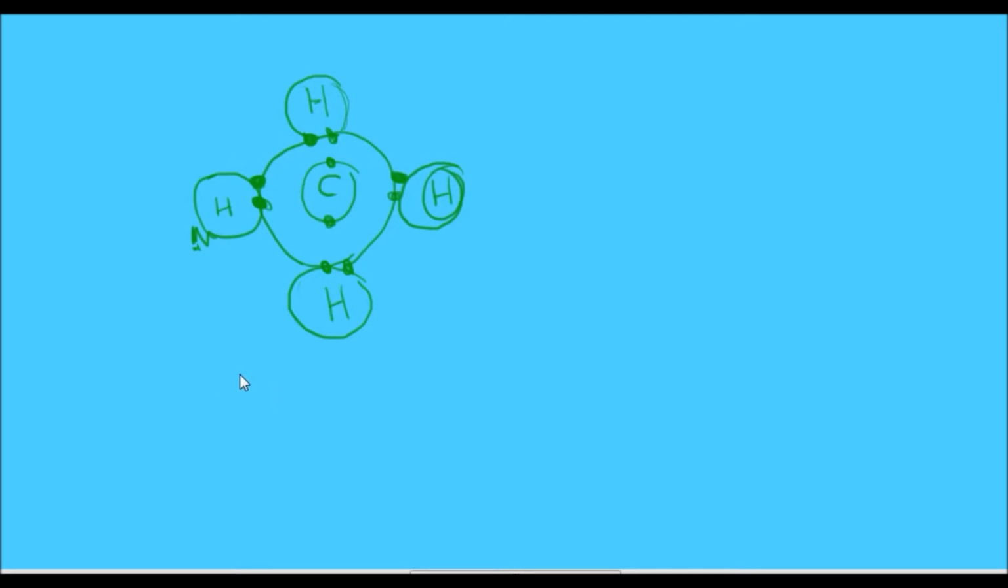And so we say this bond that carbon has made with these hydrogen atoms is a covalent bond. A covalent bond because the carbon shared its valence with the hydrogen.